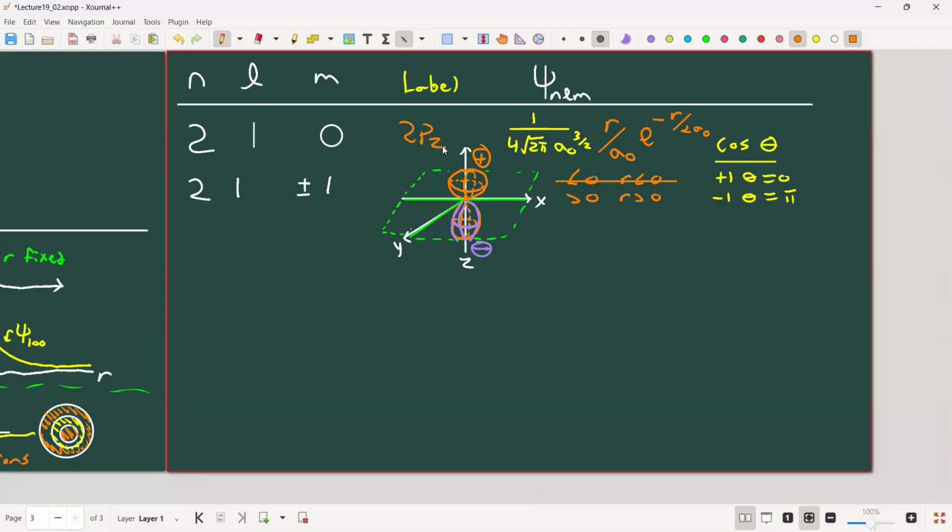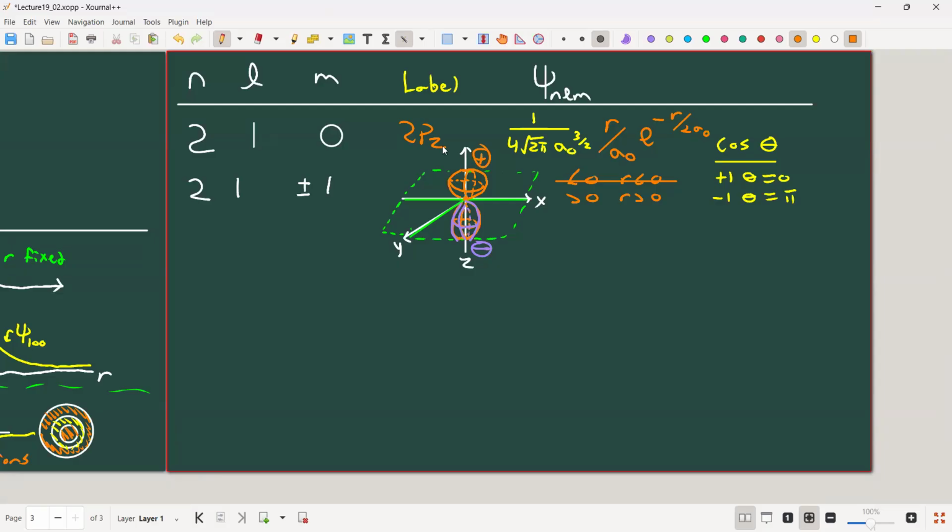Remember that theta is the z angle and phi is the xy plane. There's no phi dependence here. So no matter what phi is, the value looks the same. So each of these lobes has to have that symmetry. So it's got that peanut shape that we know, and that comes from that cosine behavior in the function.